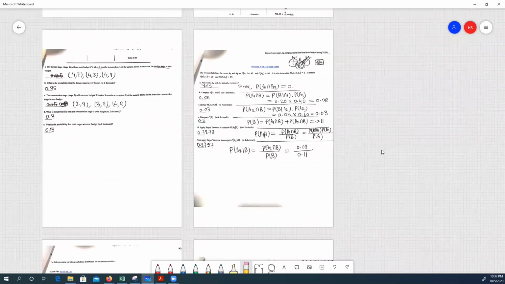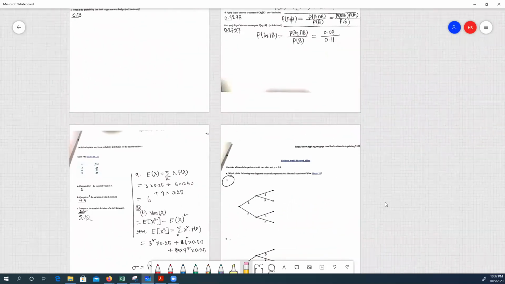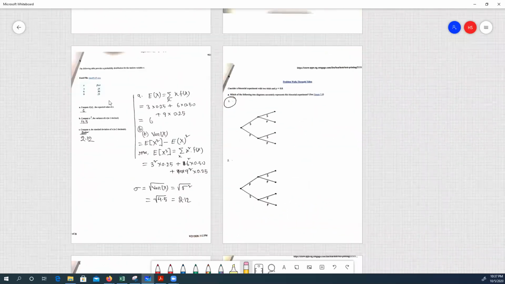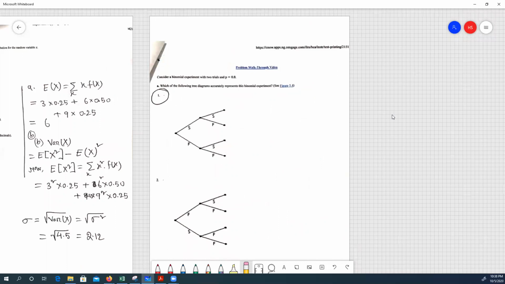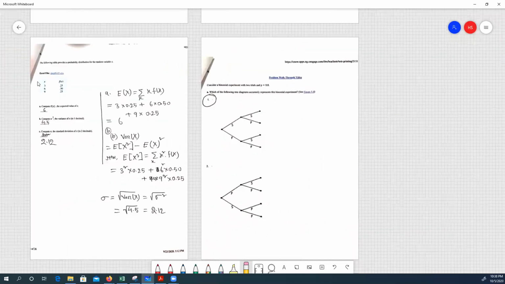Now let's look at the next problem. So here we are given the following table, which provides a probability distribution for the random variable x. So here the random variable is x, and we are given the probability distribution. That means the values of x: here x has 3, 6, and 9, and f of x is the corresponding probability. That means the probability of x equals 3 is 0.25.